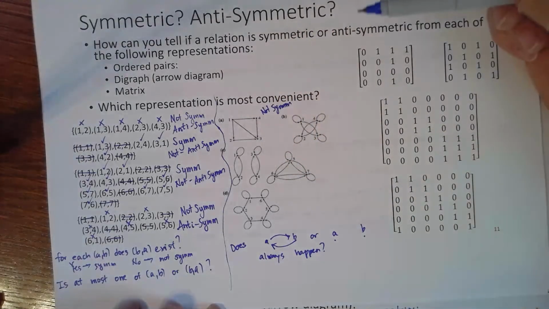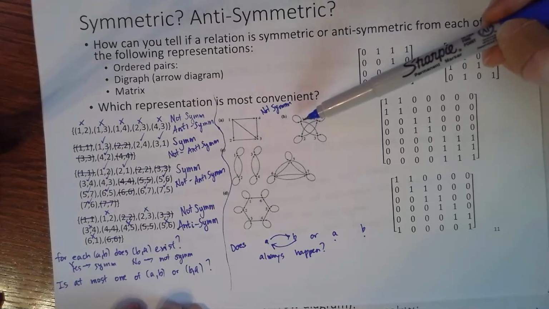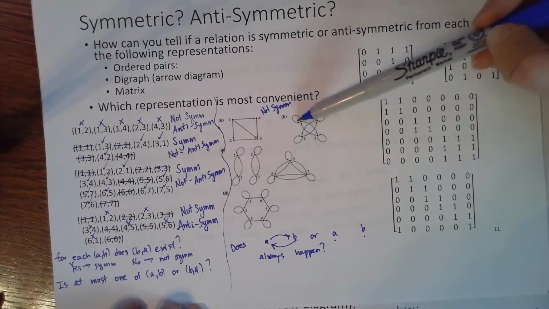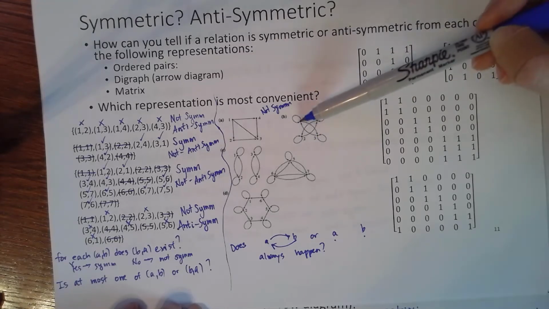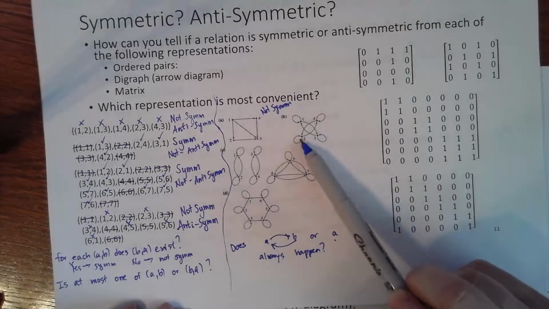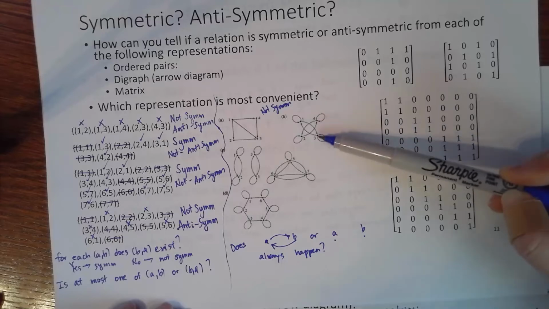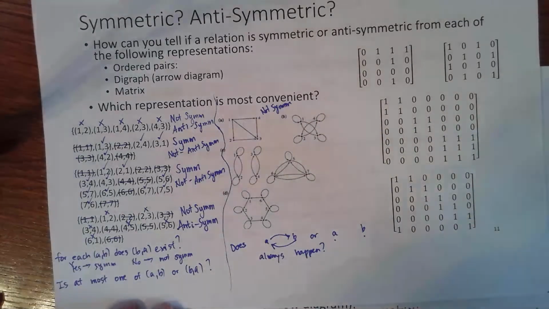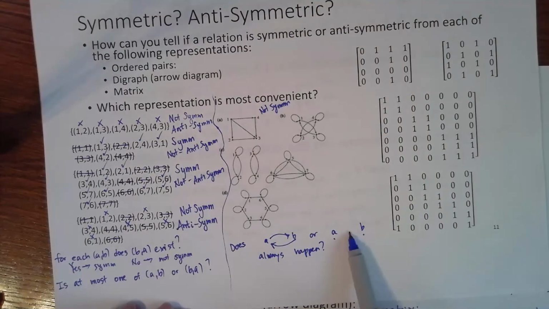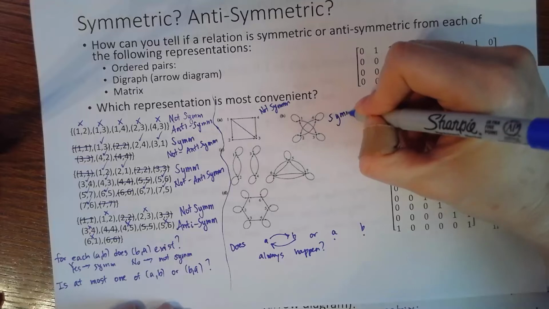Okay, do we have both arrows or no arrows? If we look at 1 and 2, no arrows. 1 and 3, both arrows. 1 and 4, no arrows. 2 and 3, no arrows. 2 and 4, both arrows. 3 and 4, no arrows. We've looked at every possible pair there. We always have either both arrows or no arrows. Does this always happen? Yes, so this is symmetric.